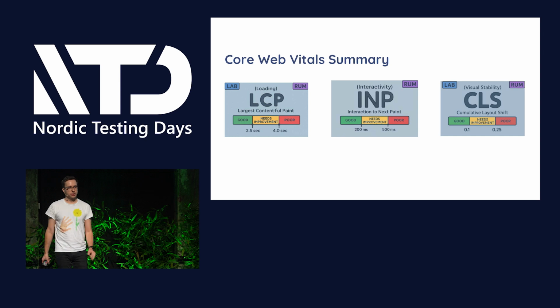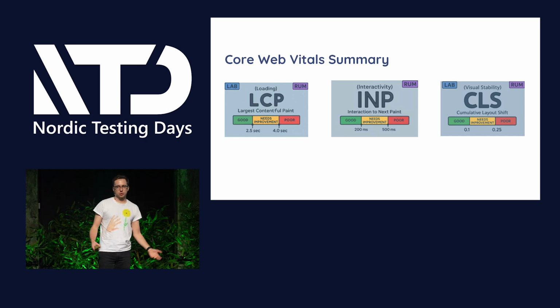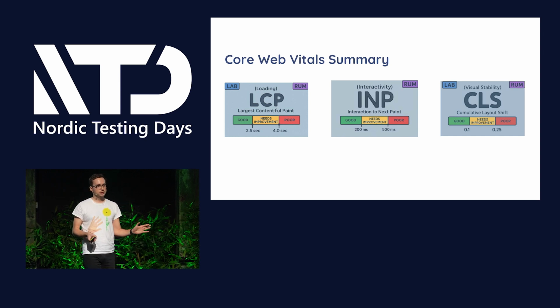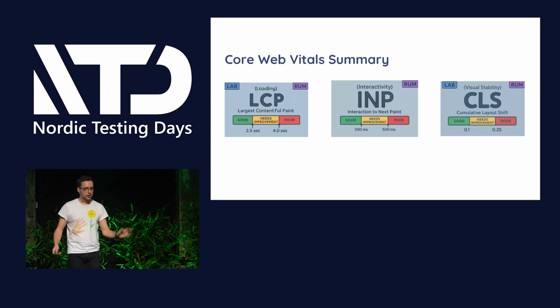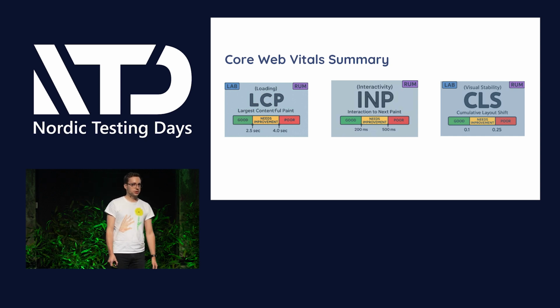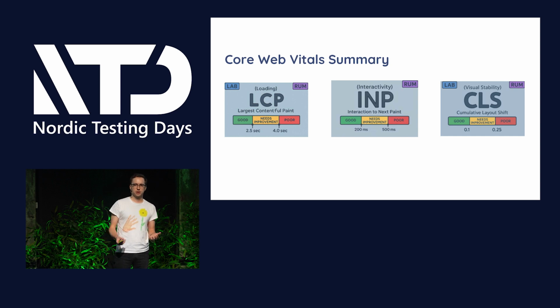Quick summary: there are 3 metrics that Google cares about the most in Chrome web browsers. Largest contentful paint will tell you how fast the page loaded. INP, which is interaction to next paint, measures what was the slowest interaction on your page. And CLS, cumulative layout shift, quantifies how much your page jumps, basically, when it loads.